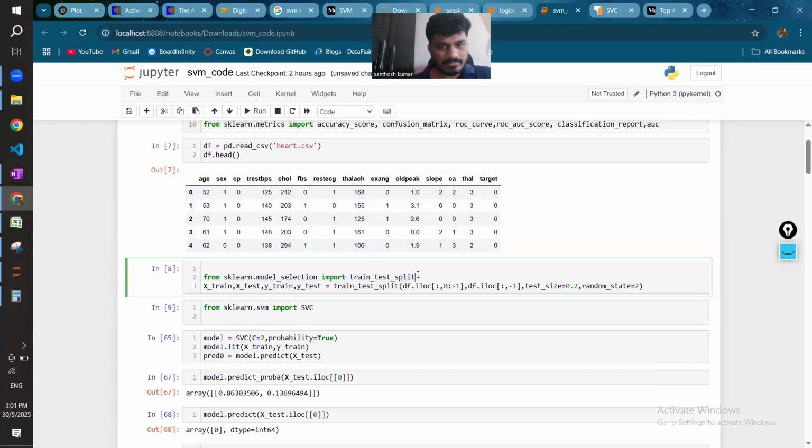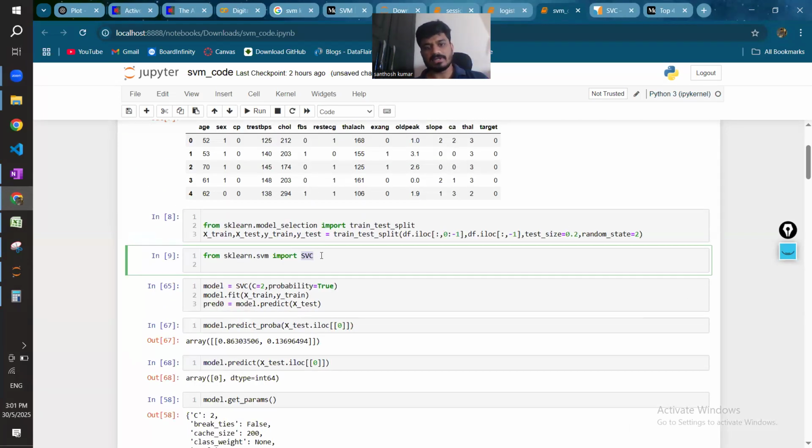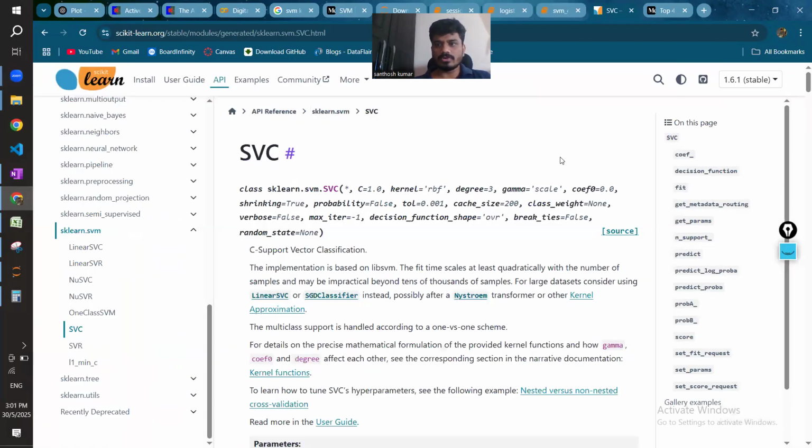Basic inputs, dividing the data, and the main thing is how you are importing the SVC. What is SVC? Support vector classifier. For any new model, first you need to go to its documentation. Just simply type sklearn SVC or SVM, and you will come to this page. As you know, everything in Python is an object, which means it is imported from some class. Here SVC is inside SVM, and SVM is inside sklearn. So in this module you have the SVC class.